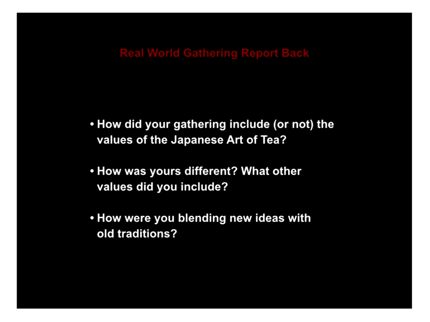So the questions that the participants developed in the earlier discussion can help them track and note what worked and what didn't work. And then come back into the classroom and have the real world gathering report back. And ask the questions of, well, how did your gathering include or not include the values from the Japanese art of tea? How was your gathering different? What other values did you include? And how were you blending the new ideas with old traditions, which was the example that one of you gave with the Jell-O at Thanksgiving. That might be a blending of different traditions, of old and new.